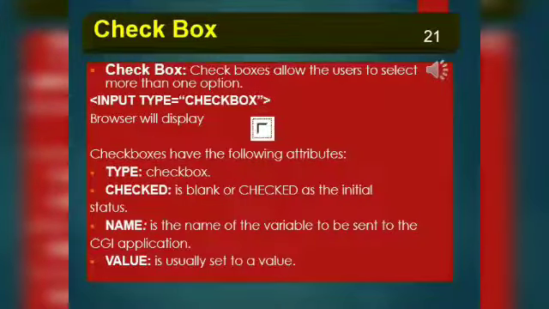Checkboxes allow you to select more than one option. We can include these checkboxes in our forms with the help of this object. Here the input type would always be checkbox, and checked means it will be already marked. If we have 4 options and we want one option to always be marked, then that option has to be checked. Then the name and value we've already discussed.